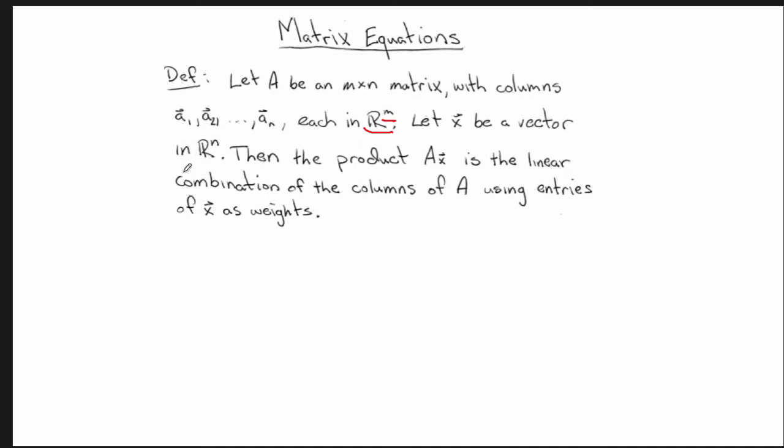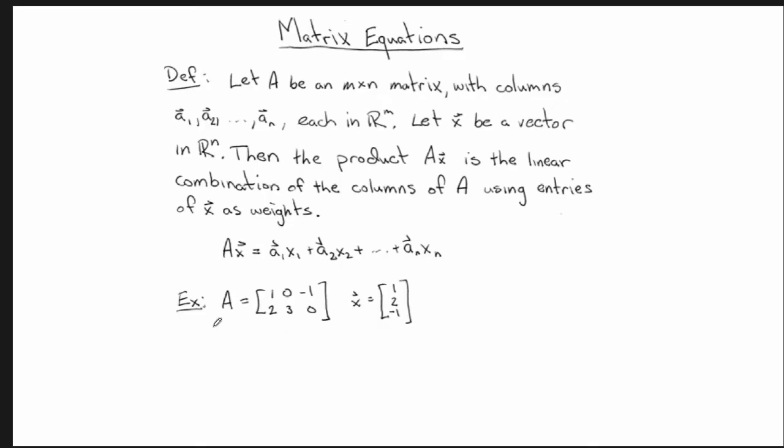If x is a vector in Rn, then the product Ax is the linear combination of the columns of A using the entries of x as weights. What we're saying is that Ax means I've got the first column times x1, the second column times x2, and so on. And this is a lot like what we've seen.